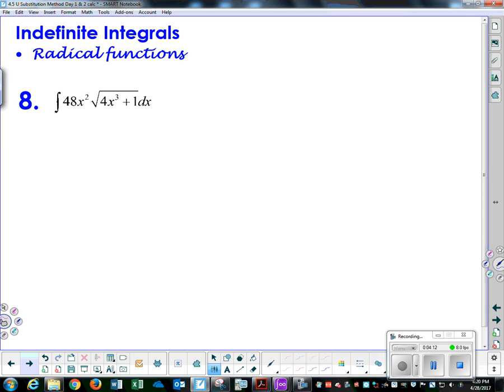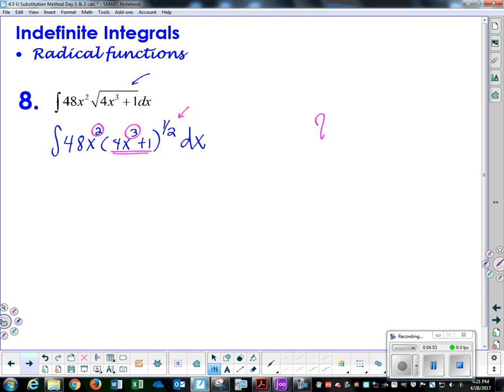Number 8 is looking just a little bit different. I noticed the radical sign, and I know I could rewrite this as 48x squared times 4x cubed plus 1, raised to the 1/2 power, dx. Now it becomes a problem very similar to the one we just finished. I'm looking for the higher power, so I'm comparing 2 and 3. Obviously, this is the expression with the higher degree. The other thing that makes it a very prime candidate is that it is a composite function. My inner function and outer function exist there.